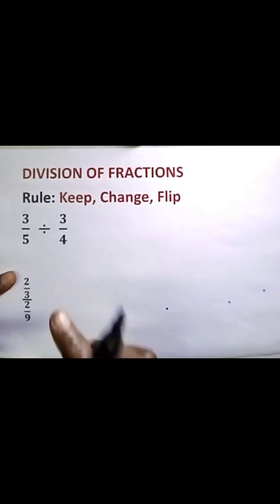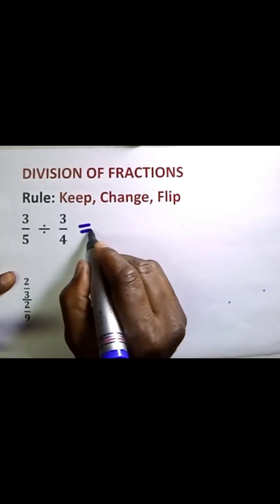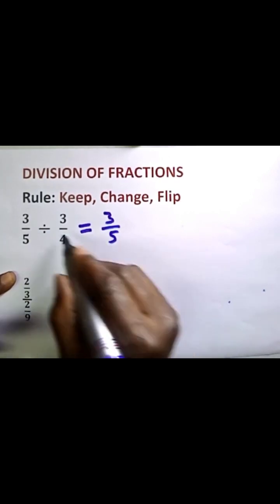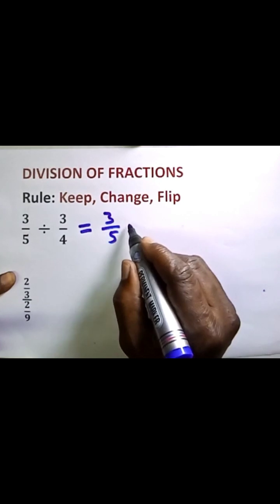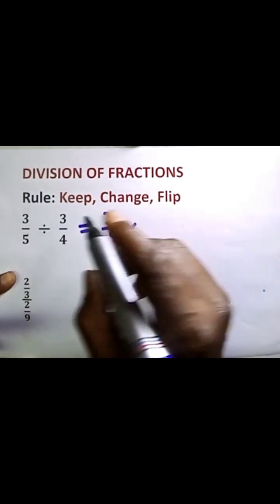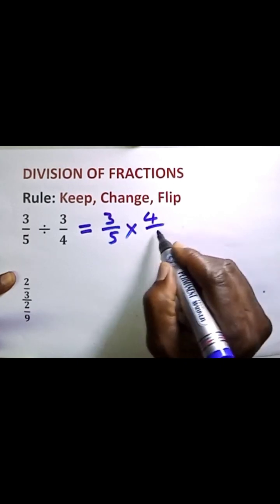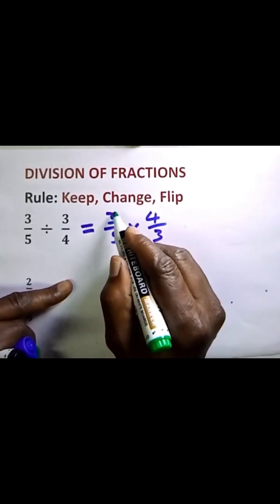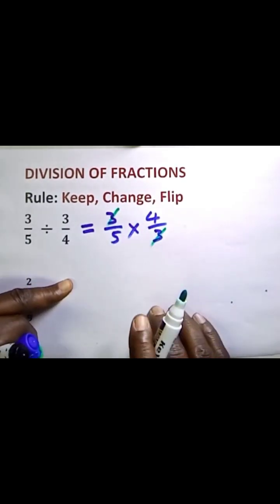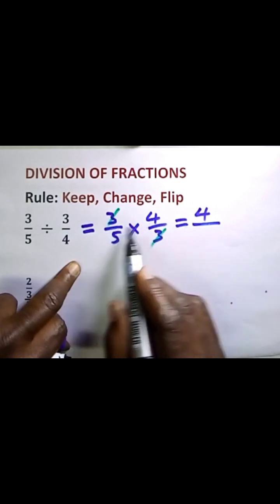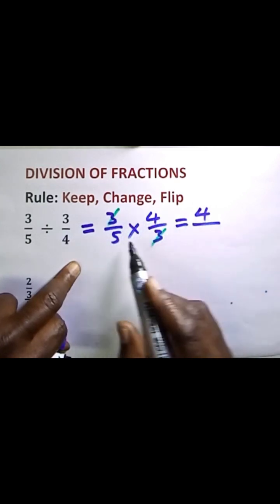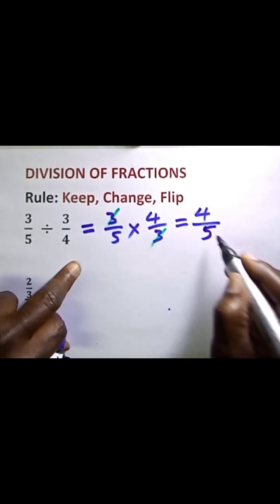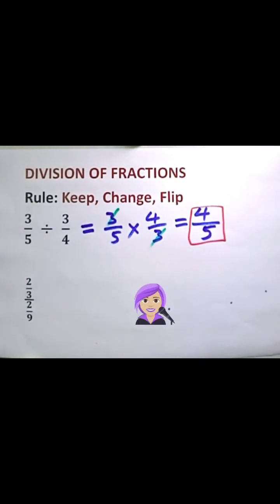The rule remains the same. Keep, change, flip. So for this example, we'll keep the first fraction as it is. We'll change division to multiplication and we'll flip the second fraction. So it becomes 4 over 3. So there's just one thing we can do here. This 3 can go with this 3. And what's remaining in the numerator? 1 times 4 is 4. And in the denominator, 5 times 1, that's 5. And that's just the answer. Very easy.